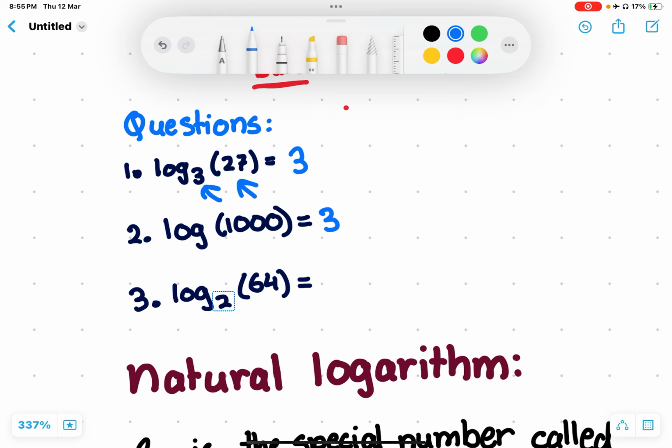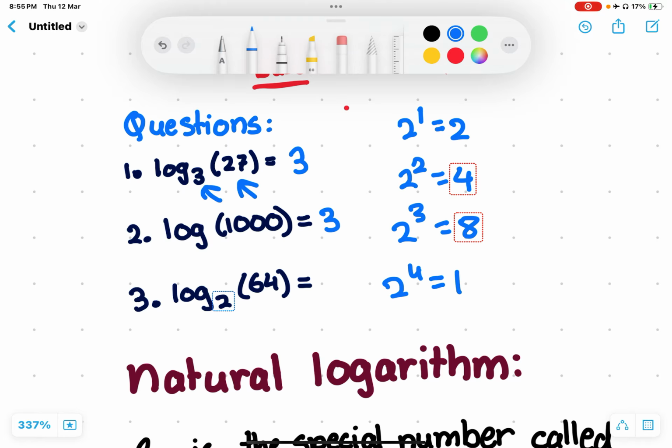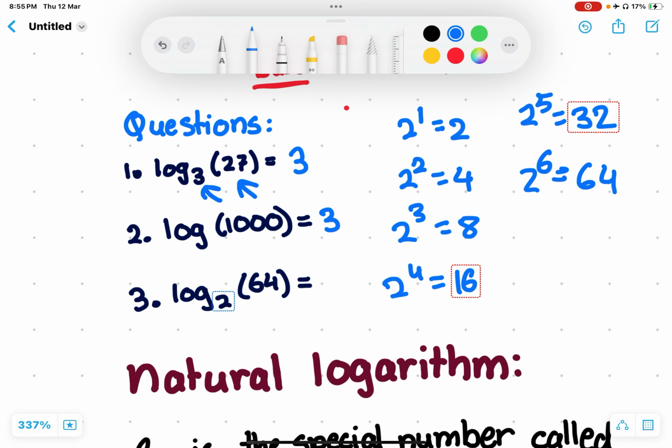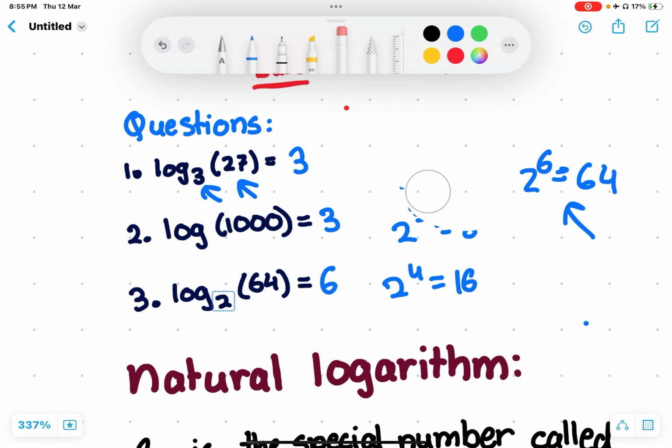So we've got 2 to the power of 1 is 2, 2 to the power of 2 is 4, 2 to the power of 3 is 8, 2 to the power of 4 is 16, 2 to the power of 5 is 32, and 2 to the power of 6 is 64. So, what number do we need to raise 2 by to get 64? Of course, it is going to be 6, because look over here. Very, very fun once you get what logarithms are.